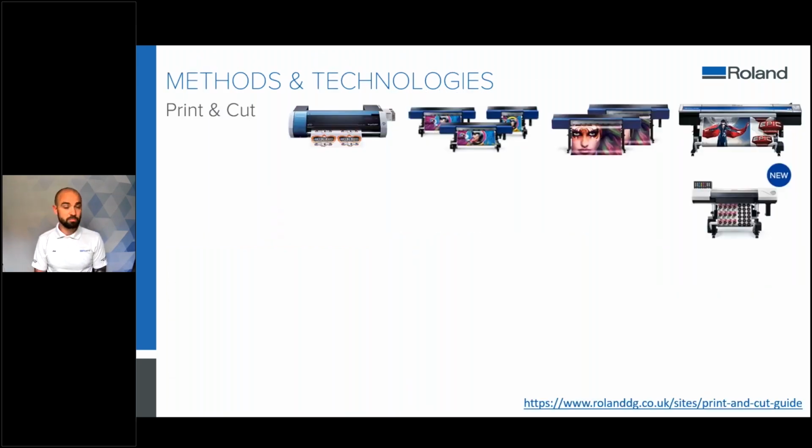Next, we'll move on to print and cut. So in terms of the Roland technology, again, I've put the products on screen that would probably be suitable there. So ranging from our smaller print and cut products, such as the BN20, then we've got the SG2 series, VG2 series, the XR640, and we've also got a UV print and cut device called the LEC2. All of these machines can print and cut graphics.